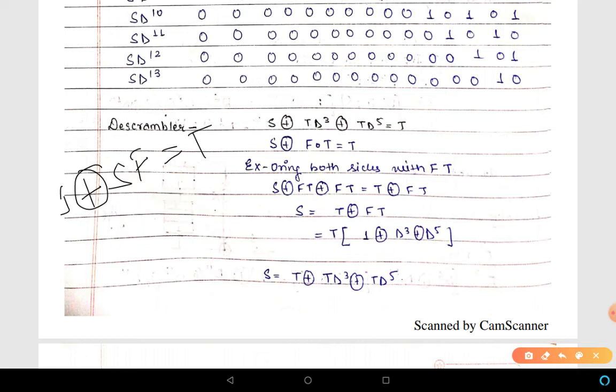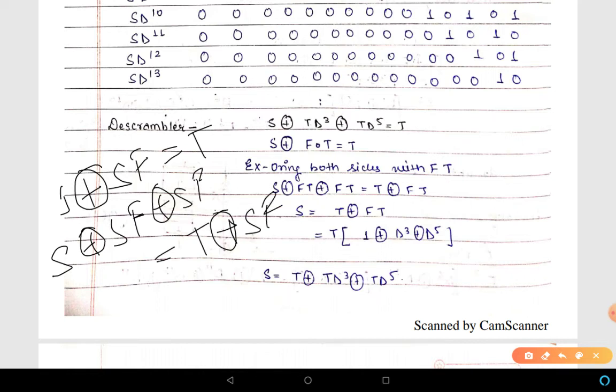Now if we XOR SF on both sides, the equation will remain balanced. So that becomes this, and that is equal to T modulo 2 addition SF. So if you see, this is actually SF XOR with SF. So this becomes S XOR 0, and that becomes T XORed with SF.